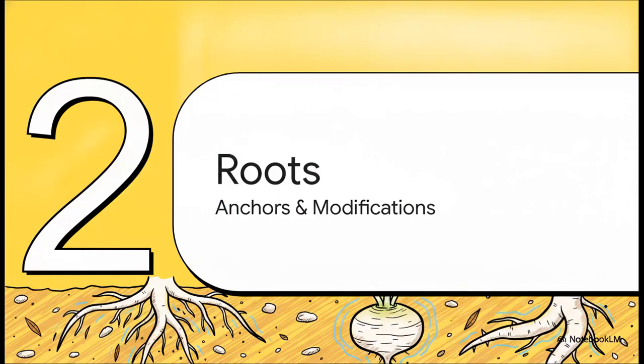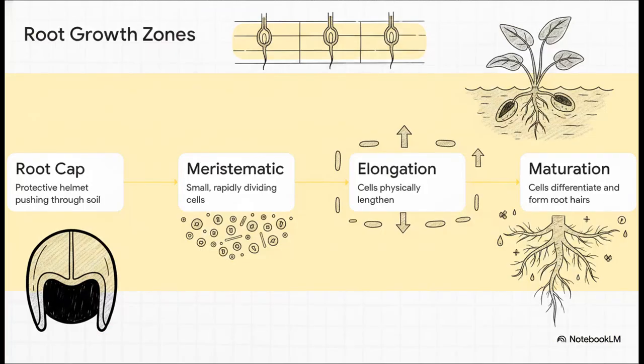Moving underground, let's hit Section 2, roots, anchors, and modifications. If we zoom way in on the very tip of a primary root, we actually see 4 distinct growth zones. Down at the very bottom is the root cap. It's basically a protective helmet that shields the root as it bulldozes through harsh soil. Right behind that is the meristematic zone, which is just packed with small, super rapidly dividing cells. Above that is the elongation zone, where those cells literally stretch out to drive the root deeper. And finally, the maturation zone, where cells mature and develop tiny root hairs to suck up water.